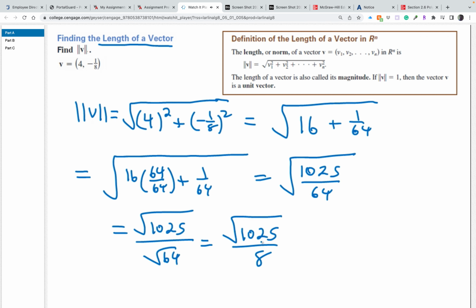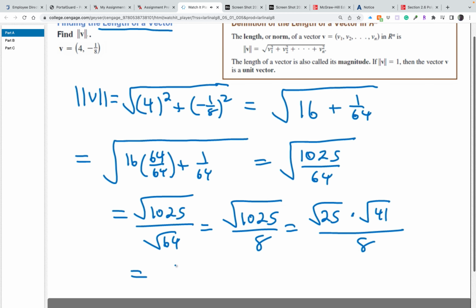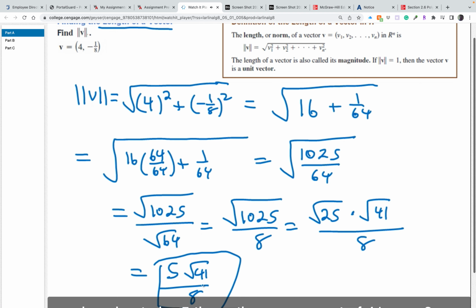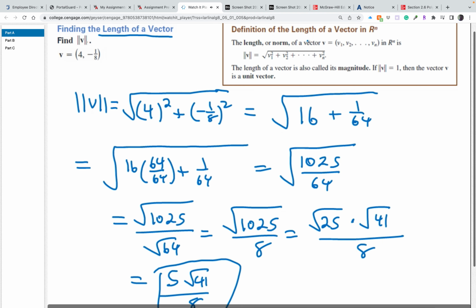And we can note that we can simplify the radical. So for the square root of 1025, we can rewrite it as the square root of 25 times the square root of 41. So we'll get that over 8. And the square root of 25 is 5, so this will give us 5 times the square root of 41 over 8. And so the length of our vector v is going to be 5 times the square root of 41 over 8, and we found this just using our definition for the length of a vector, in this case in R2.